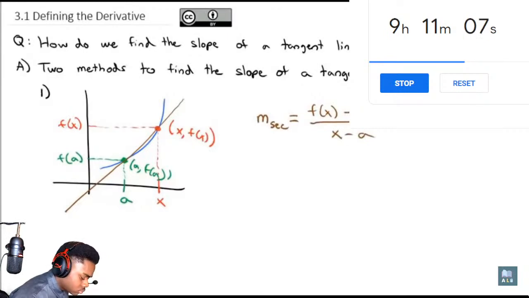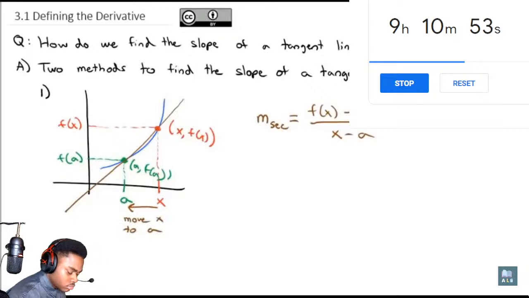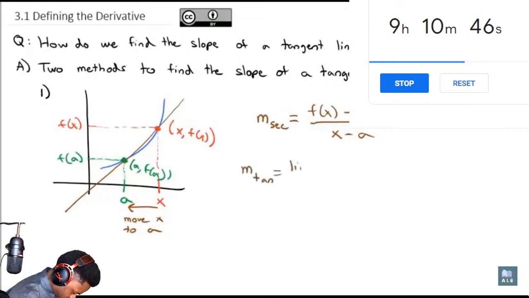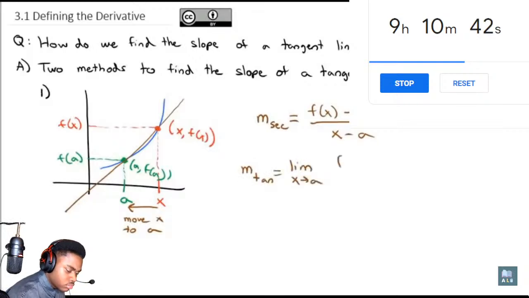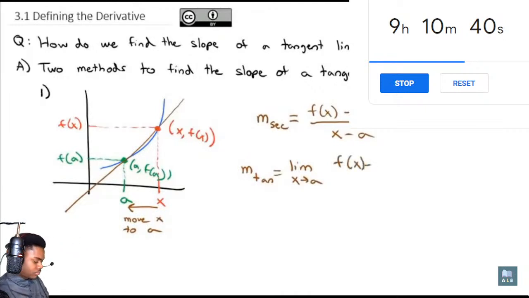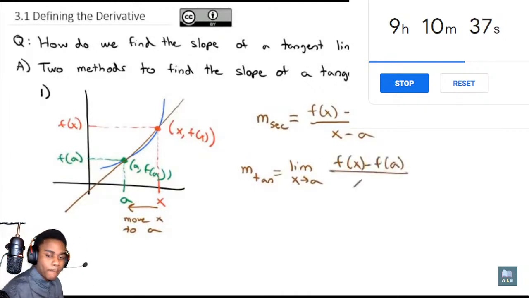And the way we make that secant line into a tangent line is we take x and move it closer and closer to a. We move x to a, and then that line is going to become less secant and more tangent. Well, we know how to express that. The slope of the tangent line then is the limit as x approaches a of that same function, f of x minus f of a, all over x minus a.